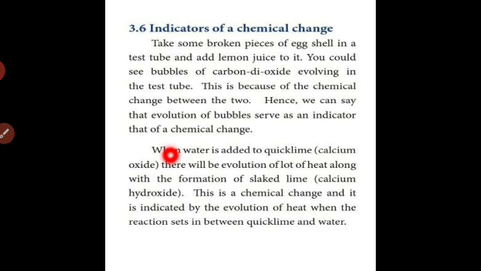Next, when water is added to quicklime, calcium oxide, CaO, there will be the evolution of a lot of heat along with the formation of slaked lime, that is calcium hydroxide. This is a chemical change and it is indicated by the evolution of heat when the reaction sets in between quicklime and water.